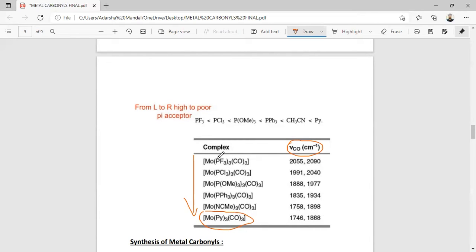Because PF3 is a strong electron accepting ligand, due to the high electronegativity of the fluorine, it will accept more electron density from the metal center compared to the other ligands. So for this ligand the electron density of the molybdenum metal center is less, so there is no such back bonding. That's why the stretching frequency of the carbonyl is higher compared to the others. And down the group, there is more electron density on the molybdenum, so more back bonding. So here the stretching frequency decreases.